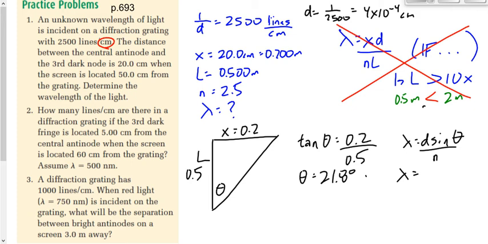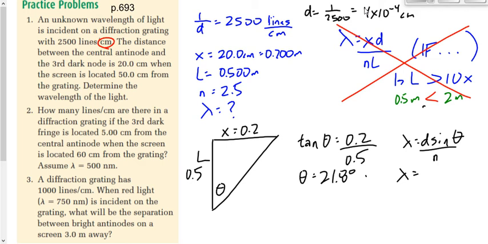Centimeters. If I flipped over 1 over 2,500, then it's centimeters. Okay, listen carefully here. When you're finding the value of D, don't try to convert lines per centimeter to lines per meter. Don't do that. How do you convert centimeters to meters? Anybody know? Boy, I hope you do.